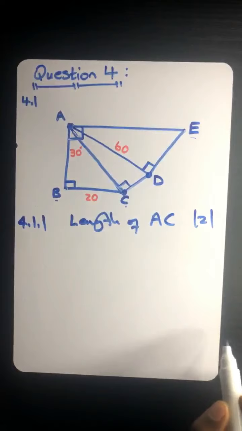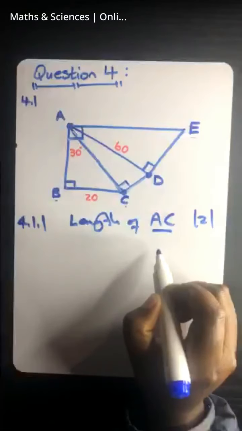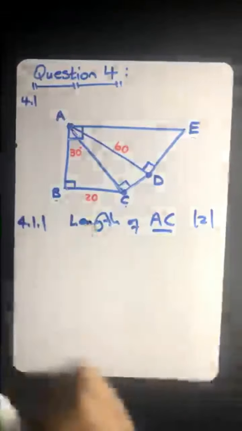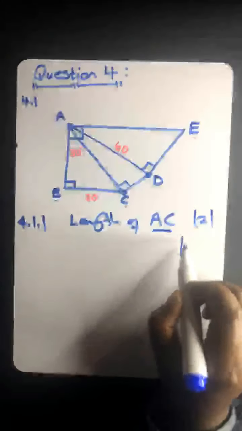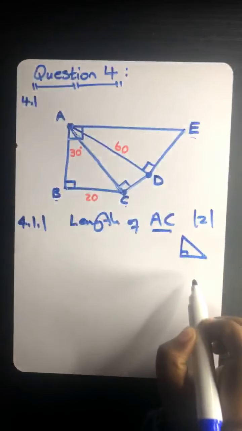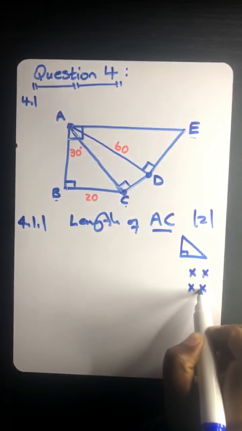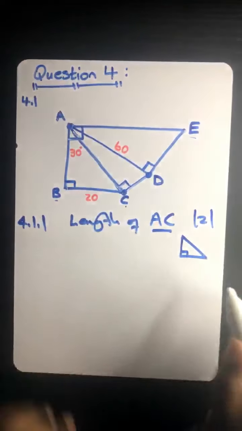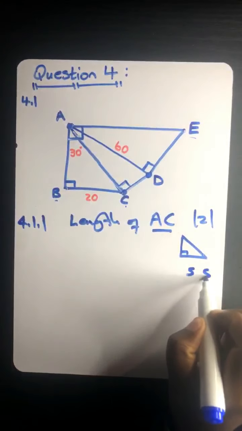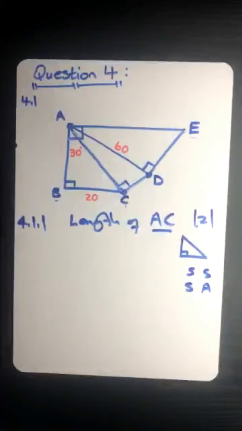So now this is what I would do in exam. Examiner wants me to calculate the length of AC. Since they said these are right angled triangles, my question would be, which triangle has two things? What are those two things? It could be a side and a side, or it could be a side and an angle. I just need two things in order to be able to calculate the other side.